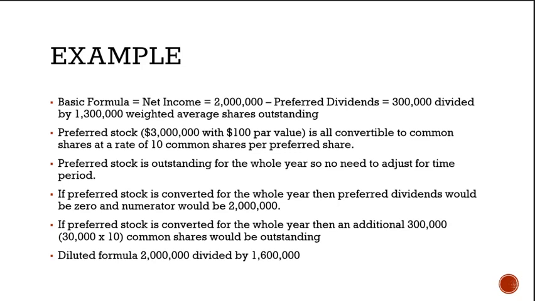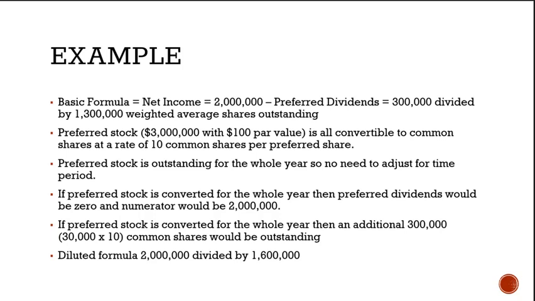So, example. The basic formula we start with is net income minus preferred dividends, 300,000, divided by the 1.3 million weighted average shares outstanding. That would be from our earlier calculations involving just the basic, or the basic plus the stock options. The preferred stock at $100 par is all convertible to common shares at a rate of 10 common shares per preferred share, outstanding for the whole year, so no need to adjust for the time period. If the preferred stock is converted for the whole year, then preferred dividends would be 0, and the numerator would be 2 million, because you would no longer subtract out preferred dividends. So now you're at 2 million divided by our weighted average shares outstanding.